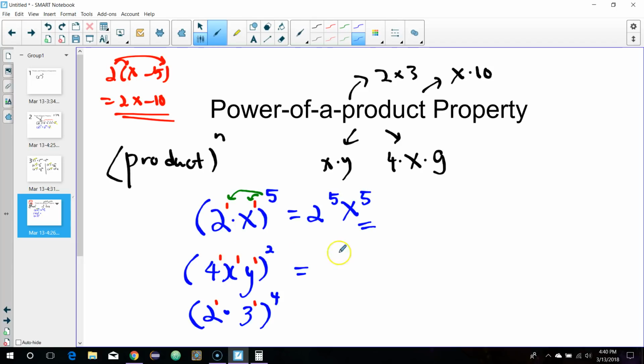You're going to distribute all of this, so you have 4 squared, x to the power of 2, y to the power of 2. So every one of these is going to get that multiplication of 2. And I can do something more. 4 squared is easy enough. It's going to be 16 x squared y squared.